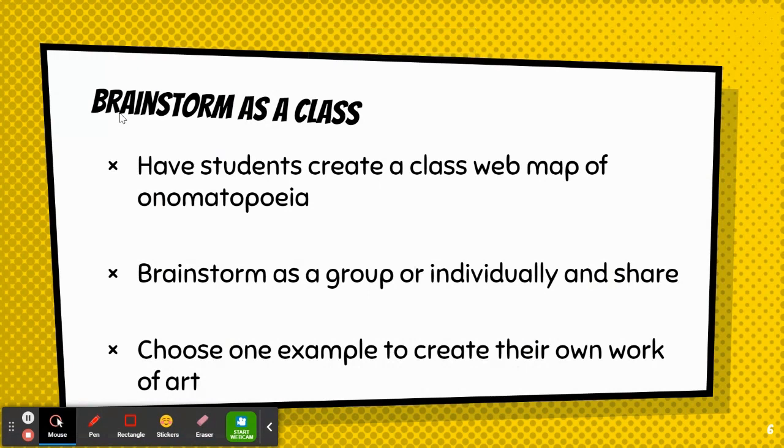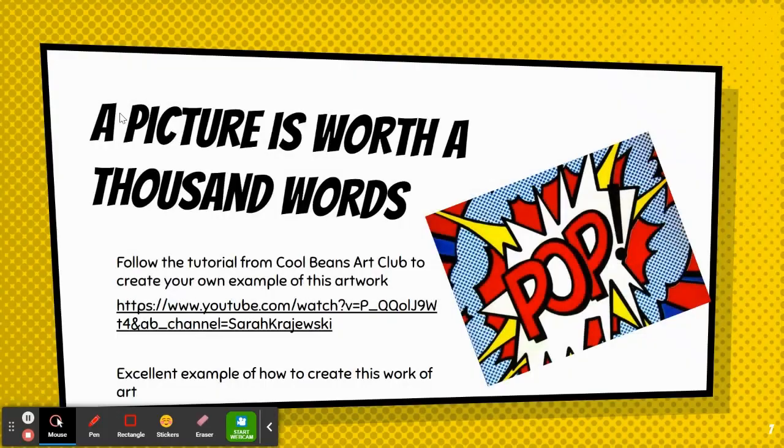So we are going to, as a class, create a web map of some words that are onomatopoeia. You could brainstorm as a group, or you could do it individually and share. But from those collections of words, ask students to pick one example that they're going to use to create their own work of art.